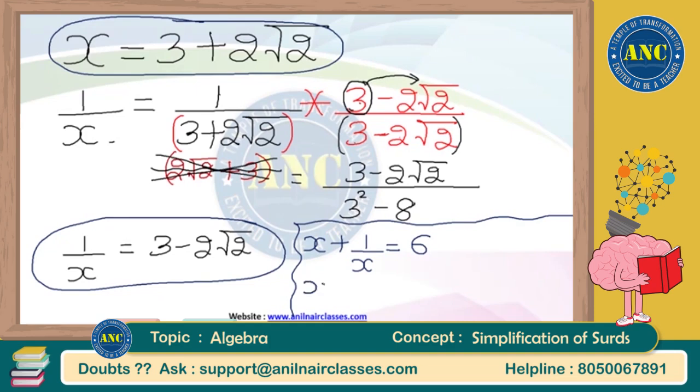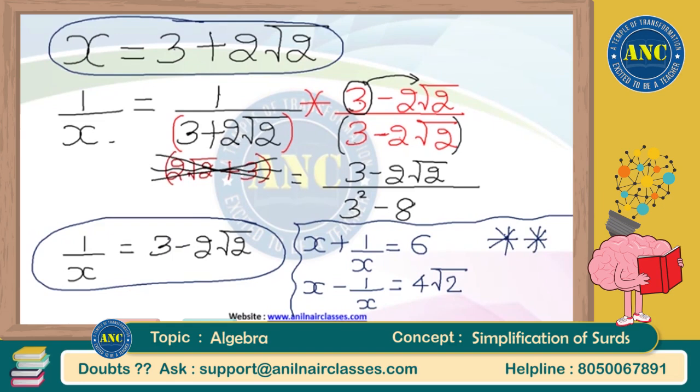Similarly, if I subtract these two, x minus 1 by x is nothing but 3 minus 3 will cancel. 2 root 2 minus of minus 2 root 2, 2 root 2 plus 2 root 2. It is 4 root 2. So very important logic or the pattern which keeps on repeating in your SSC examinations.